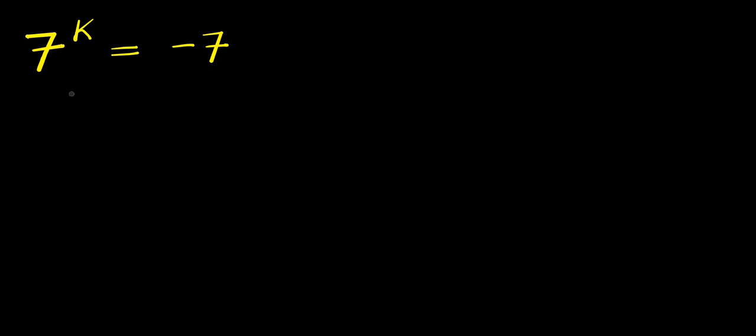Hello, in this video we are going to solve this exponential problem, 7 power k equals -7, solving for the value of k that satisfies this equation. Now, this -7 is quite different from 7, so we cannot make use of this identity.